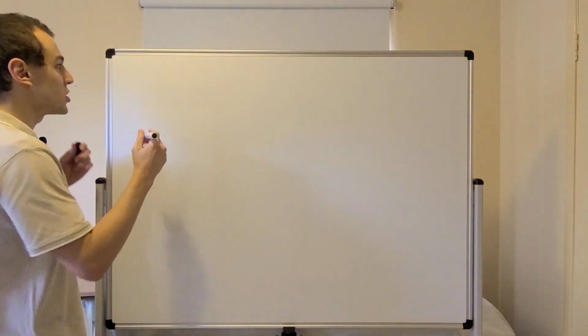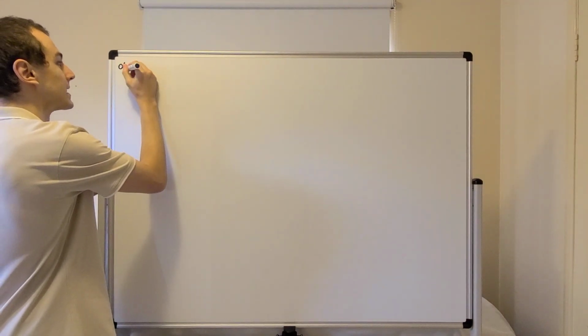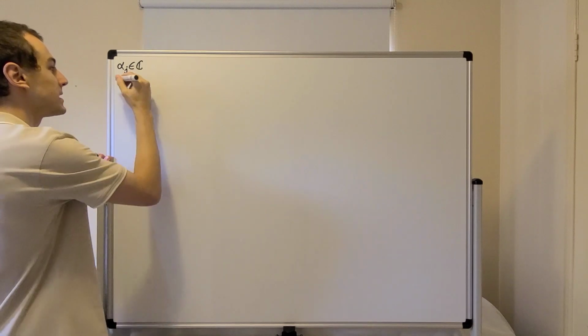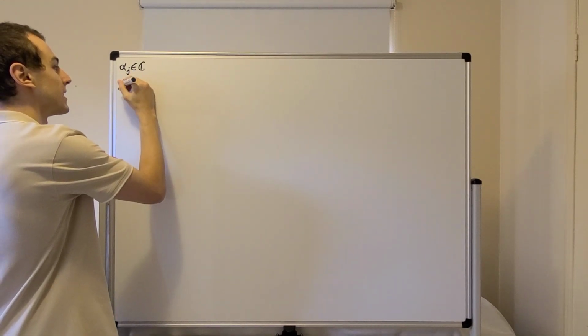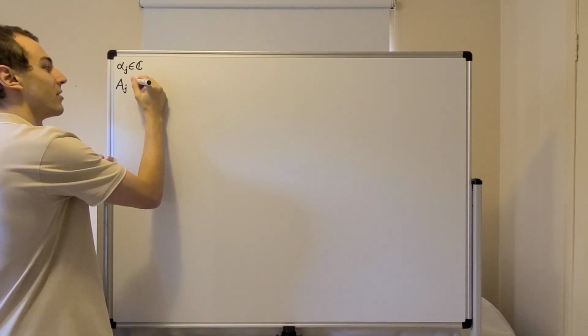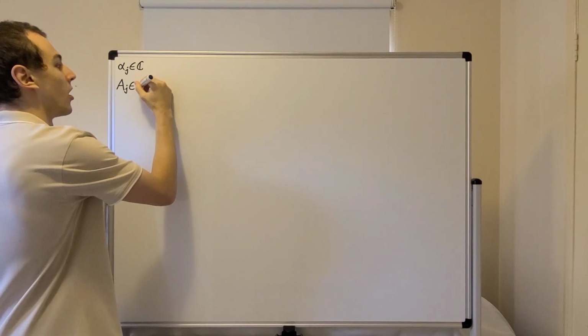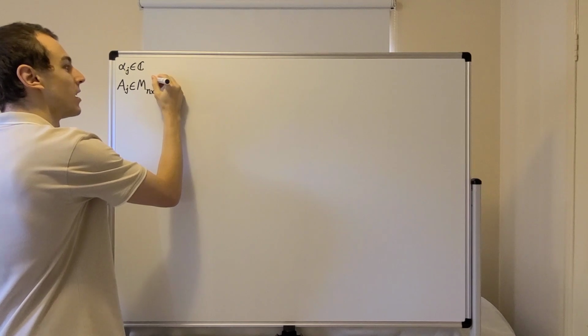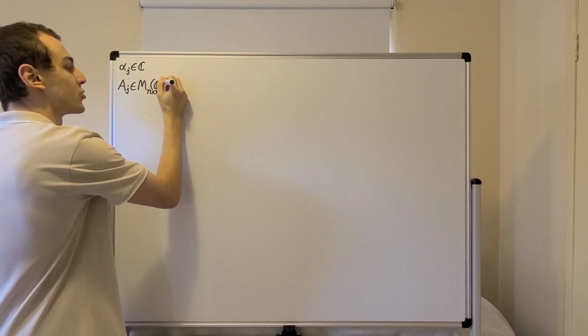Let's investigate the properties of the trace. First, let's consider some coefficients alpha sub j. These are elements of the complex numbers. Let's also consider some matrices A sub j. These are elements of the n by n matrices with complex entries.